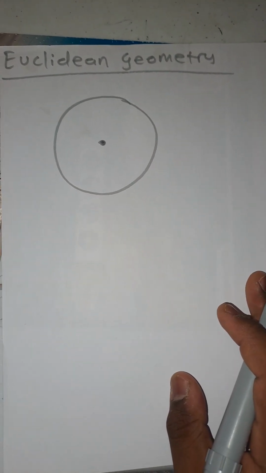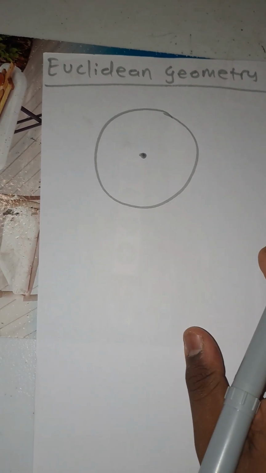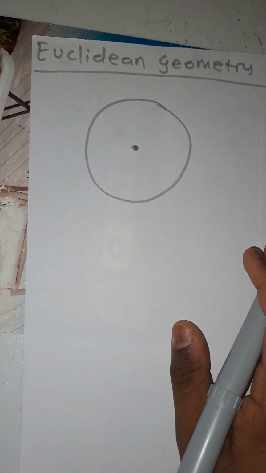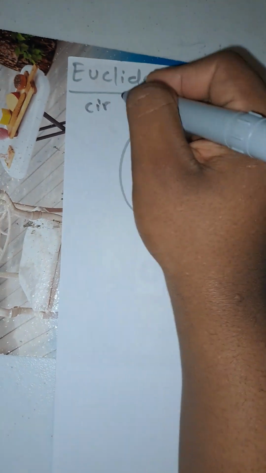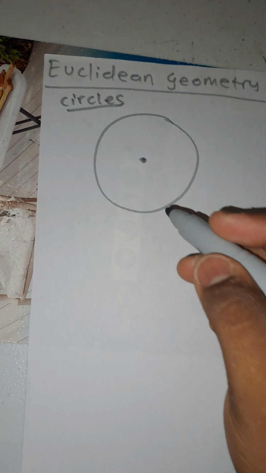I'm fine. Today we'll be doing an interesting topic called Euclidean geometry. So now we're going to be dealing with what? Circles. Okay, so let's get to work.